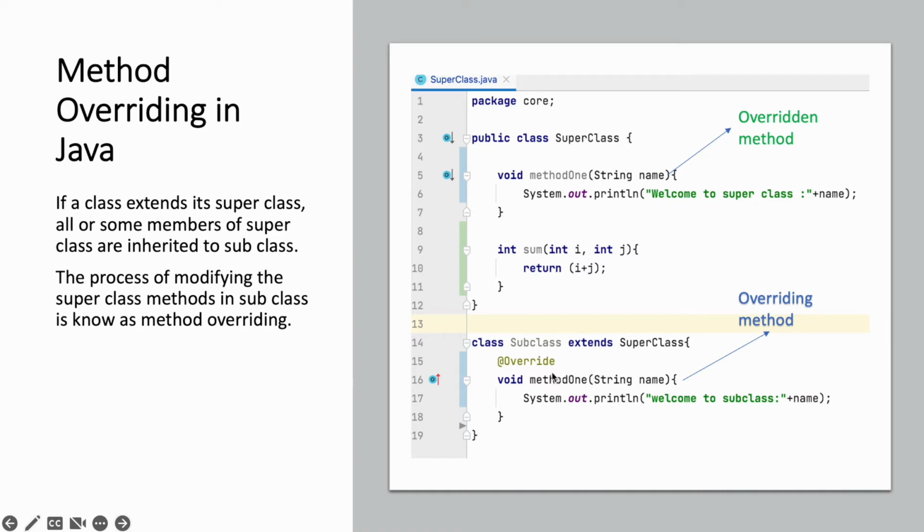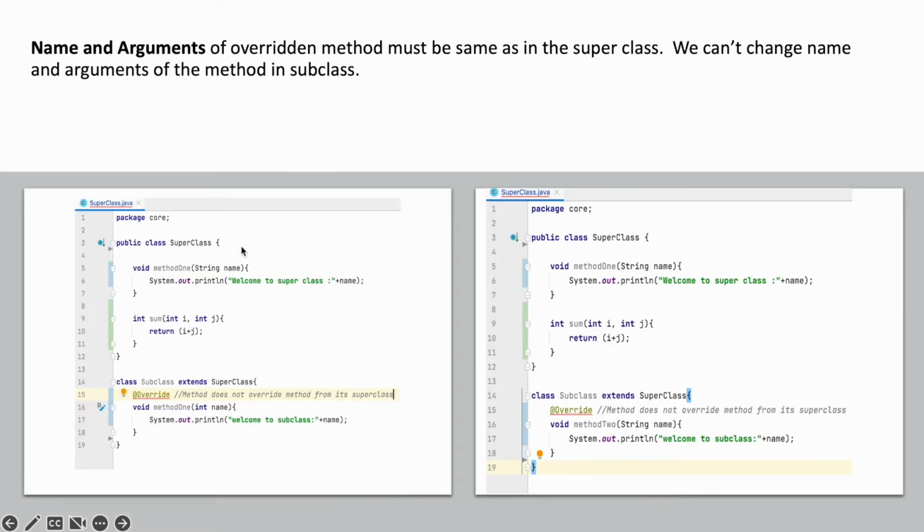In our example, this method 1 in the subclass is called the overriding method. So in the superclass, this method 1 will be called the overridden method. When it comes to method overriding, the method name and arguments of the method must be the same as the superclass. We cannot change the name and arguments of the method inside the subclass. In this example, we have method 1 and we are overriding it in the subclass.